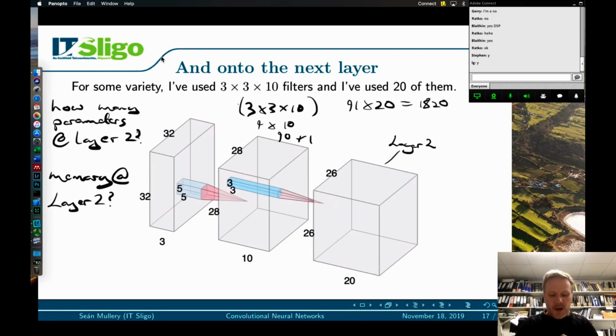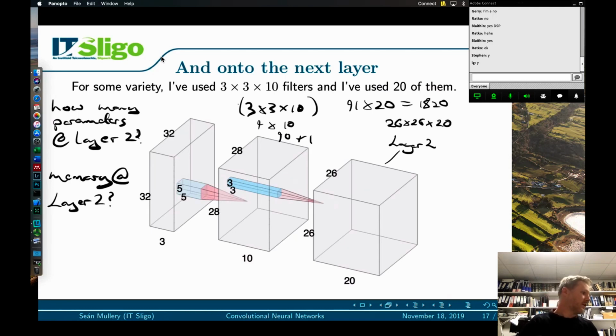Okay. How much memory would I require at layer 2? Now the memory is referring to the number of activations, and so layer 2 is 26 by 26 by 20 in terms of its activations. So you can think of this as if this were an image, how much space would it take up? So it's 26 by 26 by 20 is what that would require.